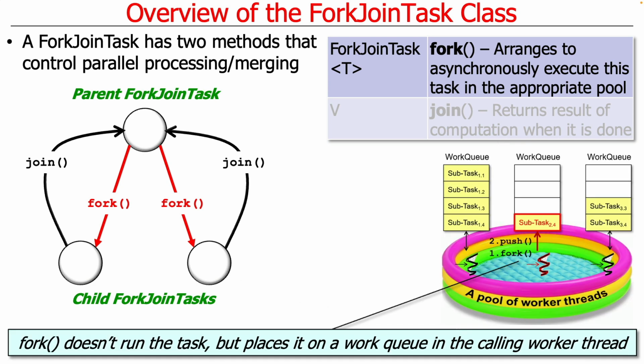Fork doesn't actually run the task right away, but instead it places it on a work queue in the calling worker thread. So when you have a program that says fork, the thread that you forked in will take the subtask that you created, which is this instance of ForkJoinTask, and push it onto a work queue, which is actually a deque, a double-ended queue, in the context of the calling worker thread. We'll talk later about how it gets out of that thread's queue and perhaps onto another worker thread to do its processing in parallel later.